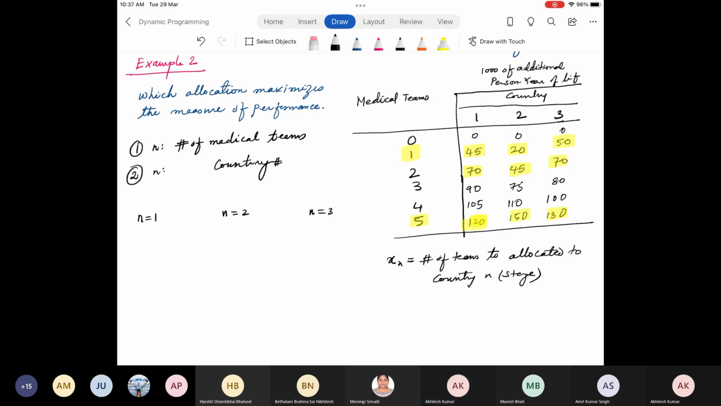Good so far? So my stages, let me write it here, is the countries itself. So n equals to 1, 2, 3. Xn is my decision variable. Now I'm left with my states, Sn. How do I define my states here?